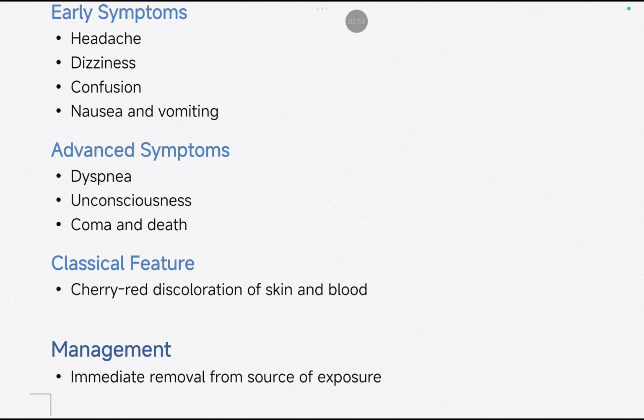What is the classical feature? You will find cherry red discoloration of skin and blood. Cherry red discoloration point is frequently asked in the MCQ. So if the examiner is not giving you an SAQ on carbon monoxide poisoning, it is highly probable that it would be asked which poison leads to cherry red color. So you have to write carbon monoxide.